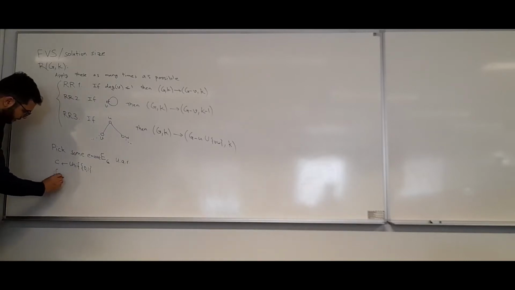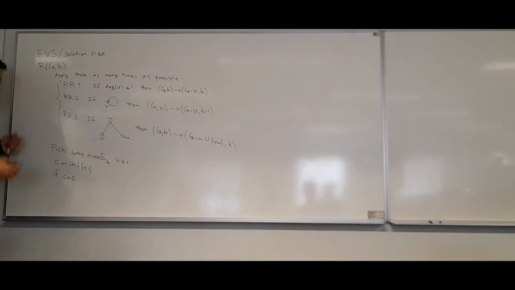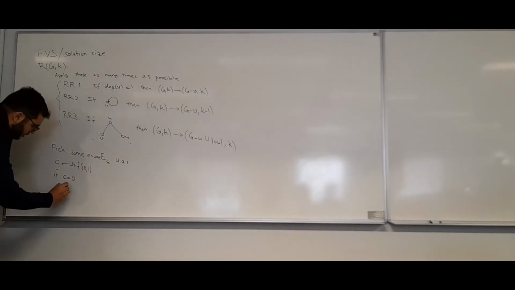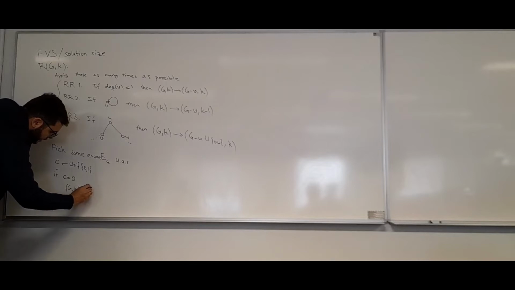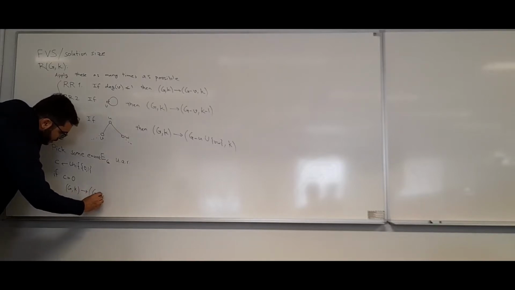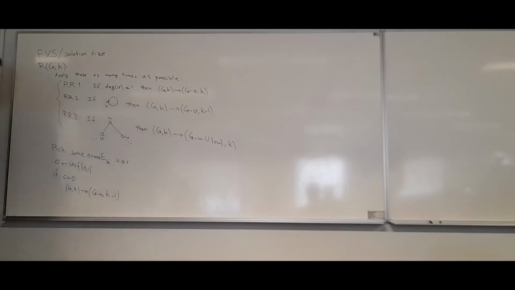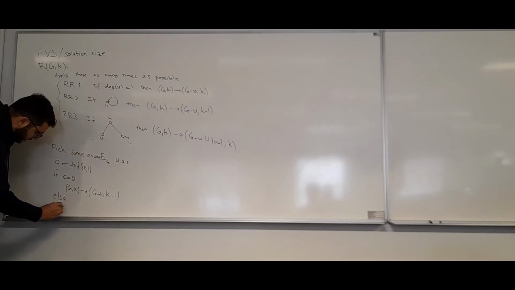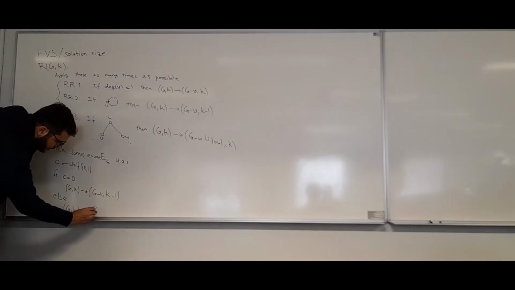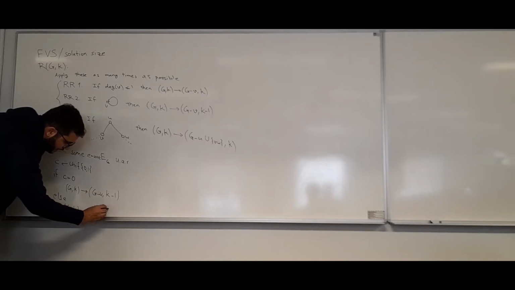And then I say if C is 0, if my coin was heads, let's say, then remove U. Just take your instance G, K and turn it into G minus U and K minus 1. So I'm removing the vertex U, and I'm also putting it in my solution. Otherwise, remove the vertex V. G, K just becomes G minus V and K minus 1.